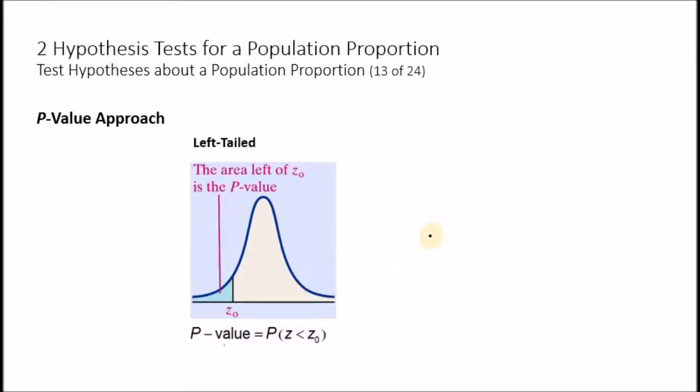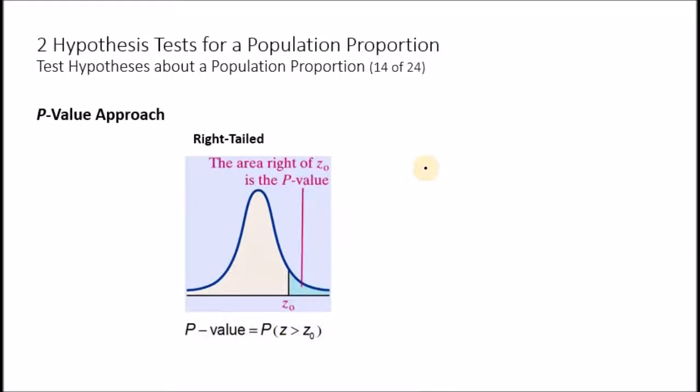In case you have a left tail test, how do you compute the p-value? You're going to say the p-value is equal to norm.s.dist of Z naught, and this one is going to be a negative value as well. Pay attention, if it's a left tail test, the Z naught should be a negative number. And that is the p-value.